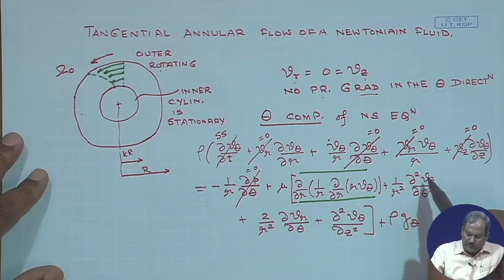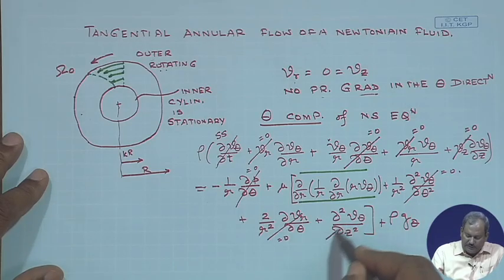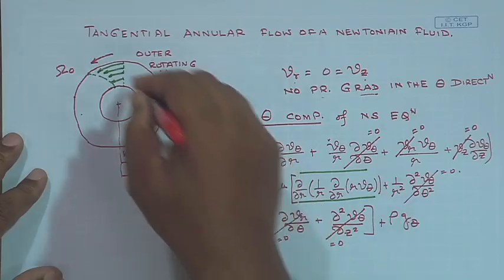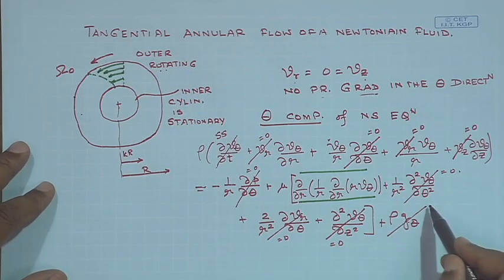If I move to the next term, v theta is not a function of theta. So, this would be equal to 0. Then there is no question of v r. So, this part is going to be equal to 0, and v theta is not a function of z. So, this is going to be equal to 0, as well as there is no body force, no component of g in the theta direction in a vertical cylinder. Therefore, this will be 0 as well.